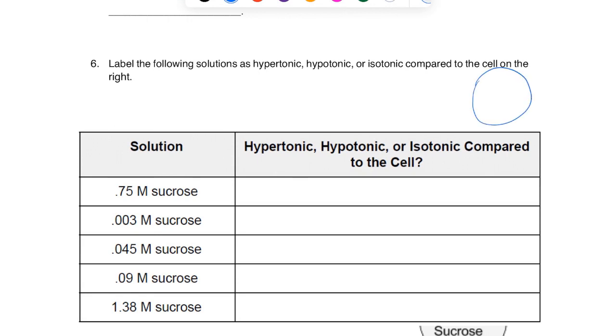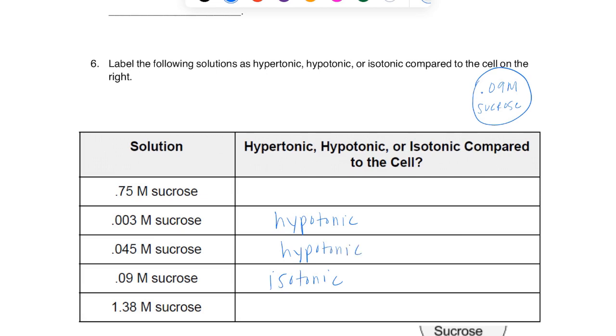On yours, your cell is right here, and it's 0.09 sucrose. When I look at this, the easiest one to find is the isotonic. The isotonic is where we have the equal solute concentration. So that would be the 0.09. So this solution is isotonic. Then I want to think about it in terms of having the lower solute concentration are all our hypotonic. So I want to find all the numbers that are below 0.09. Those are going to be hypotonic. So that would be 0.003. And again, that's hypotonic because it's lower than 0.09. And the other number that's below 0.09 would be 0.045. So that one would be hypotonic.